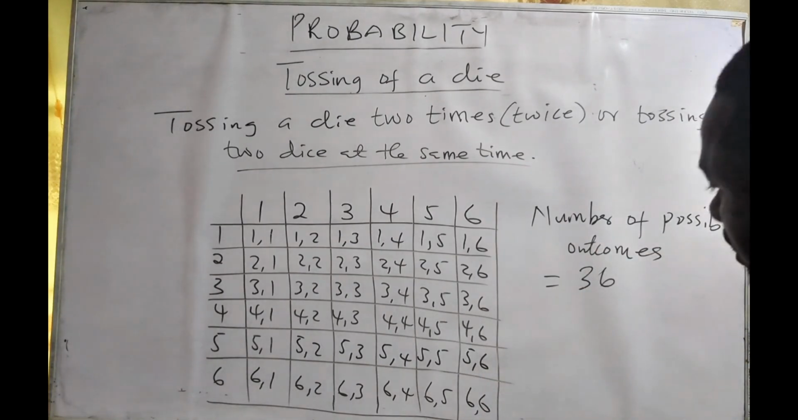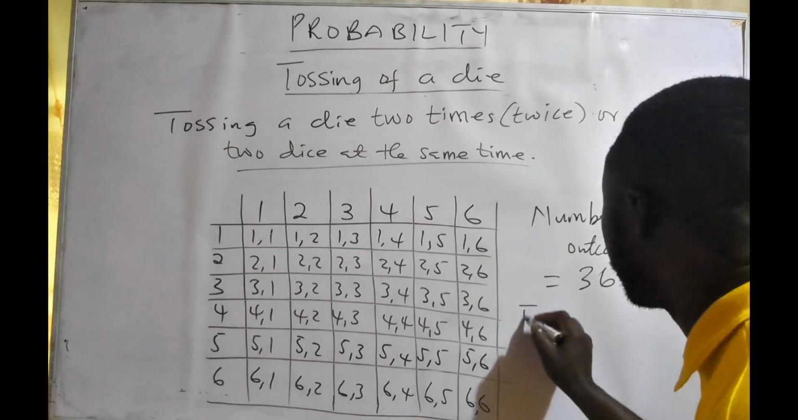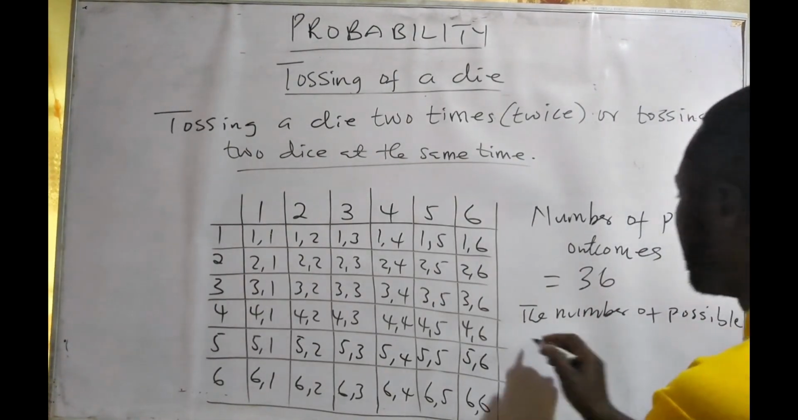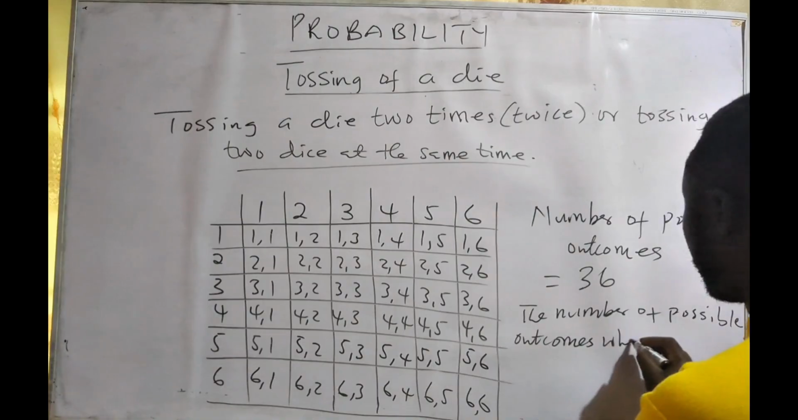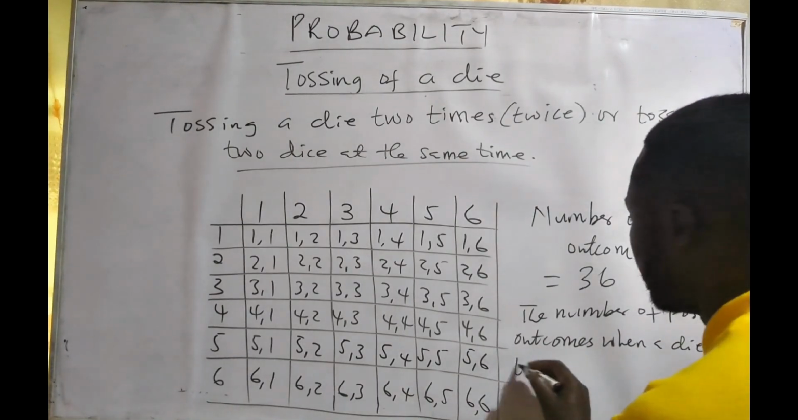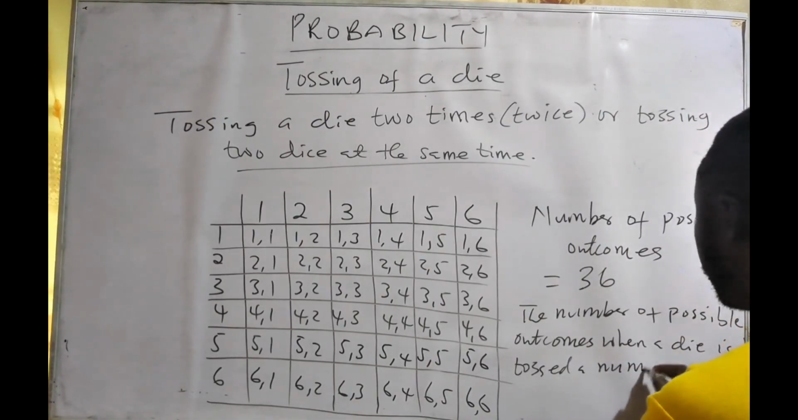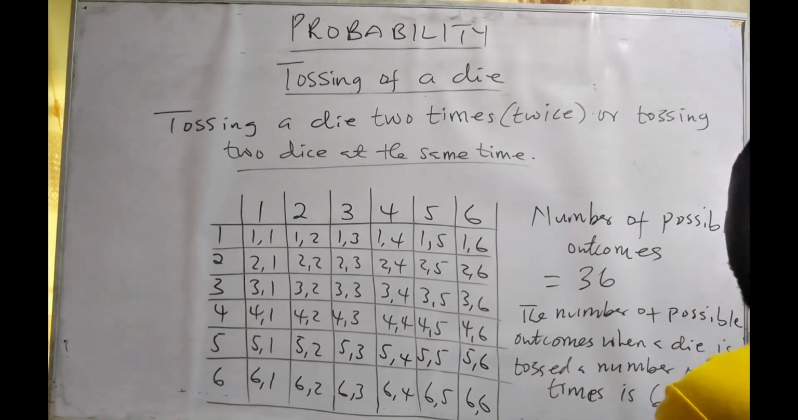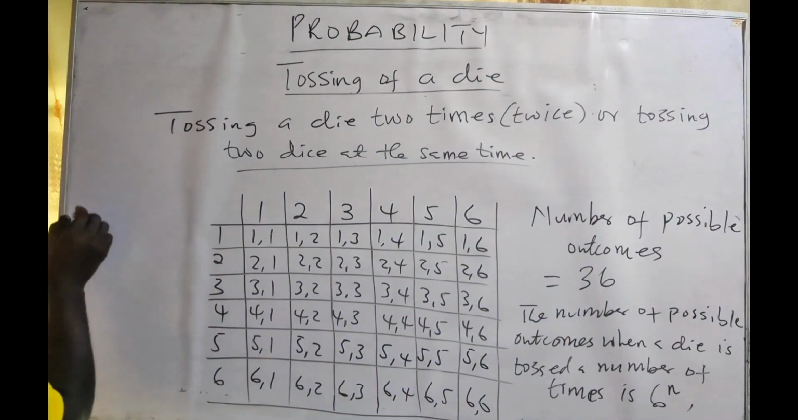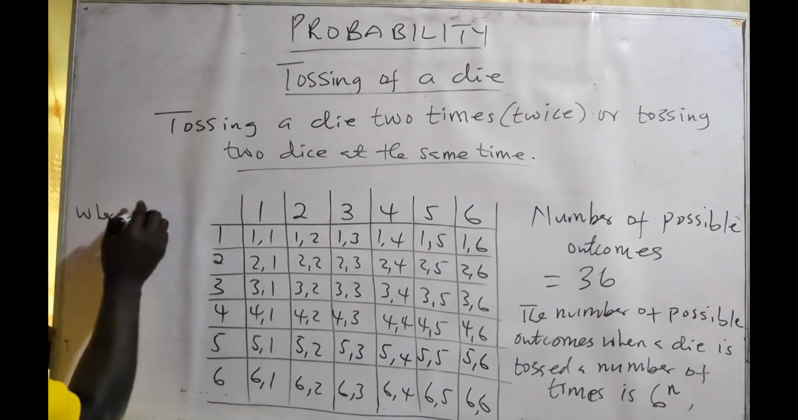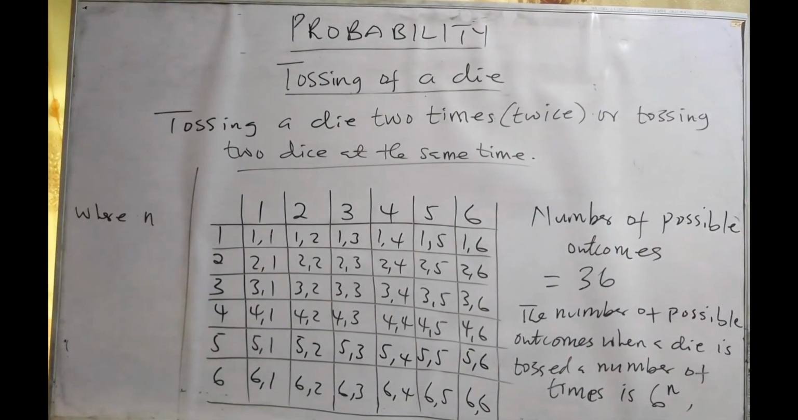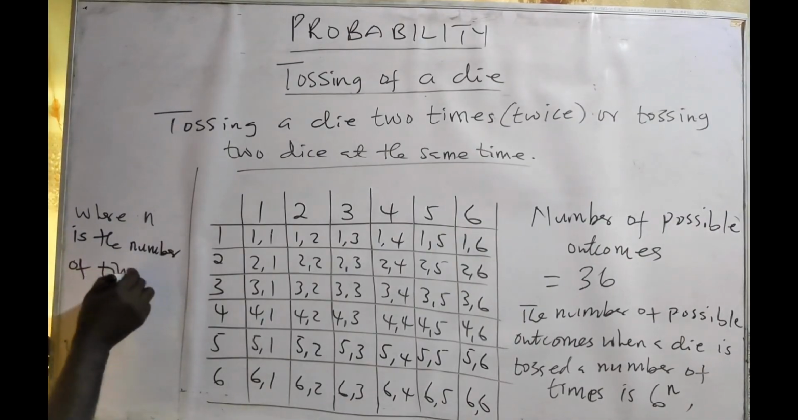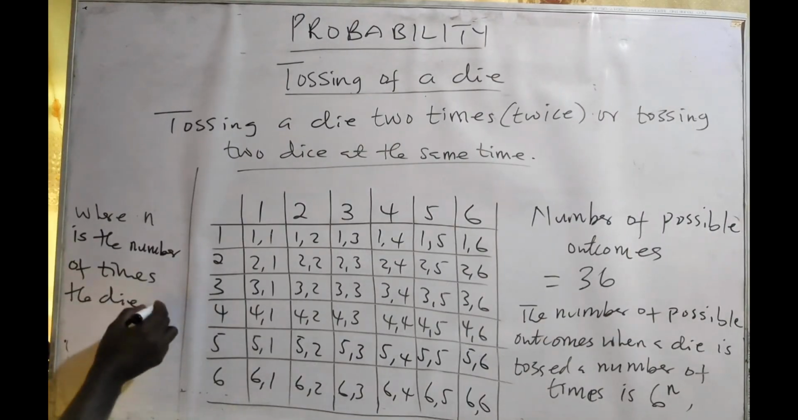So we can conclude that the number of possible outcomes when a die is tossed a number of times is 6 exponent n, where n is the number of times the die is tossed.